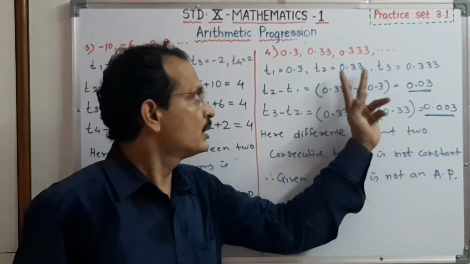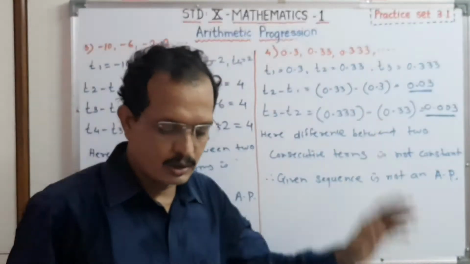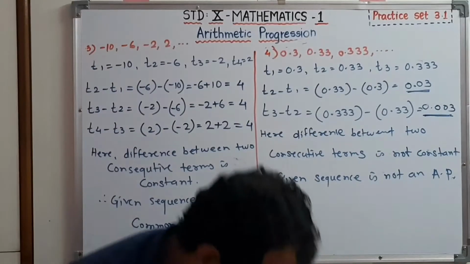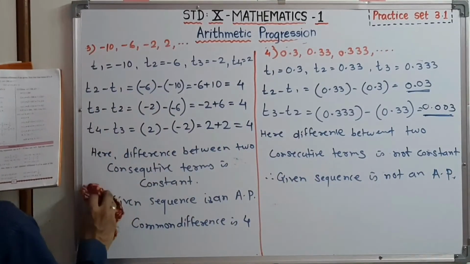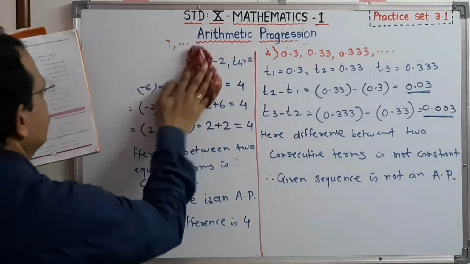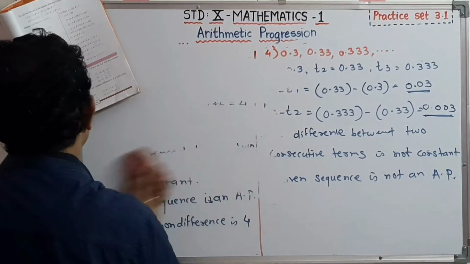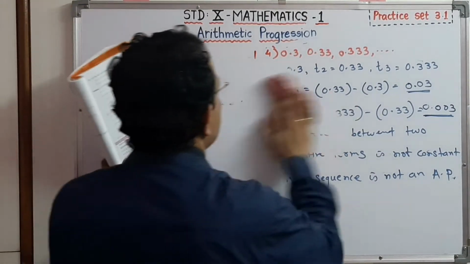Try to understand this. How to do the subtraction is the important thing in this sum. Let's see the next one. I think I will give you the 6 and 7.